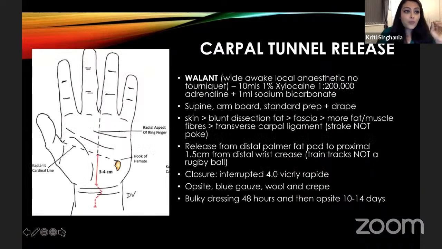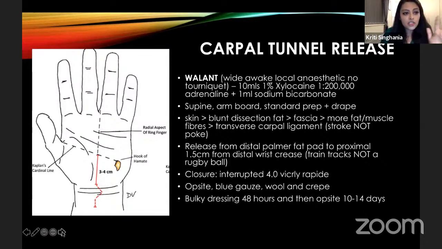So if, for example, your patient has severe symptoms, so they have motor signs, so weakness or thenar wasting, or they have permanent sensory deficit, or they've tried these first line measures and failed, you will list them for a carpal tunnel release. We tend to do these now under local anesthetic via a procedure called WALANT, which you may have heard of. So this is wide awake local anesthetic with no tourniquet. I use a mix of xylocaine with adrenaline, usually about 10 mils, and I add 1 mil of sodium bicarbonate. It slightly alkalinizes the substance, making it less painful on administration.